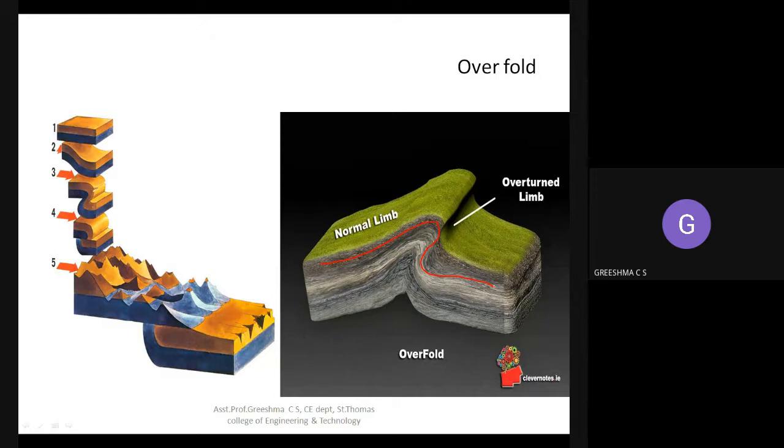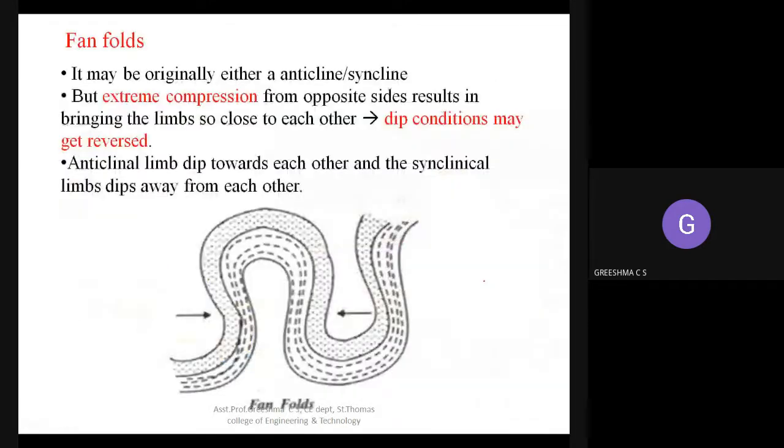Mainly a fold has two limbs, one is the normal limb and another is the reversed limb. Here this is the normal limb and the reversed limb has an overturning nature. You can see the other limb has overturned. So this is called overfold, or I can say overturned fold. Here the two limbs, one will be normal and the other limb will be overturned. So that is overfold.